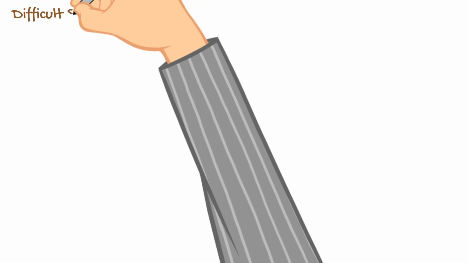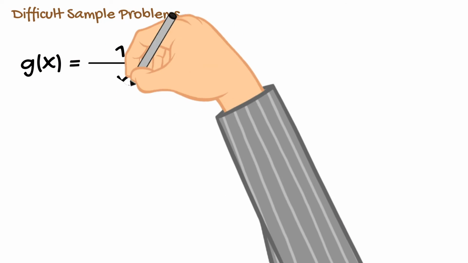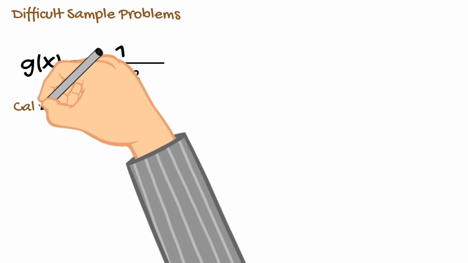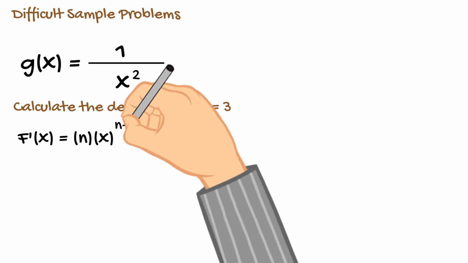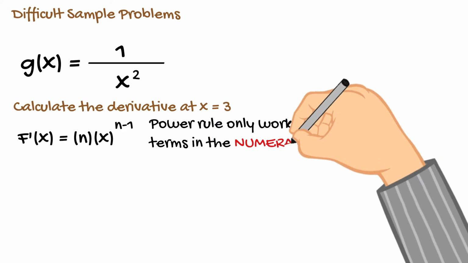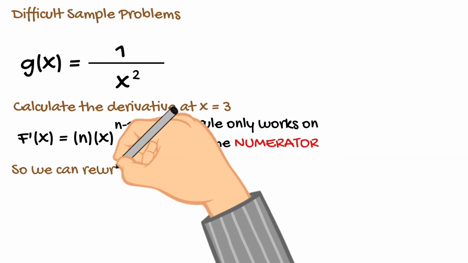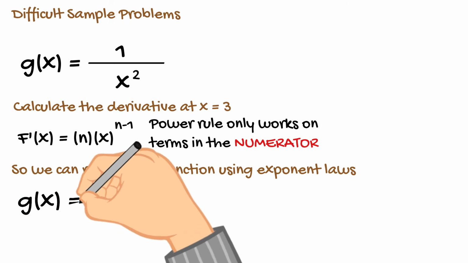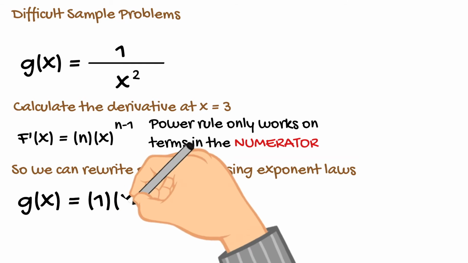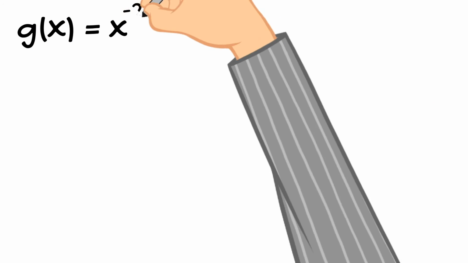Looking at a second sample problem, let's define a new function g of x, which is equal to 1 over x squared. And the question is to find the derivative at x equals 3. Now you may remember that we have been doing the power rule solely on terms in the numerator, and you're correct. The power rule only works on terms in the numerator of a function, but as you remembered from a previous math class, 1 over x squared can be rewritten as x to the power of negative 2. And now we can perform the power rule as usual.